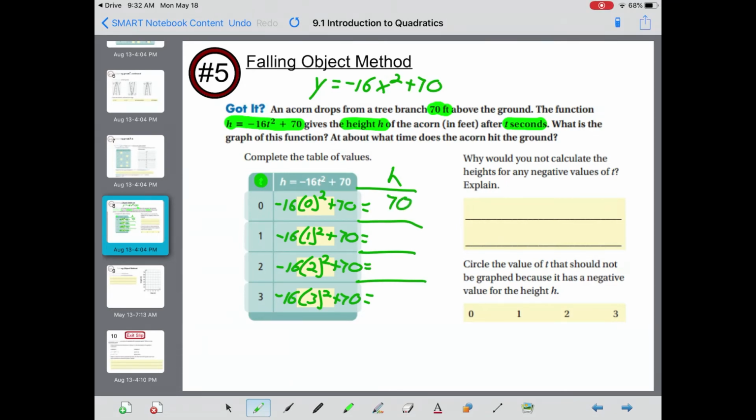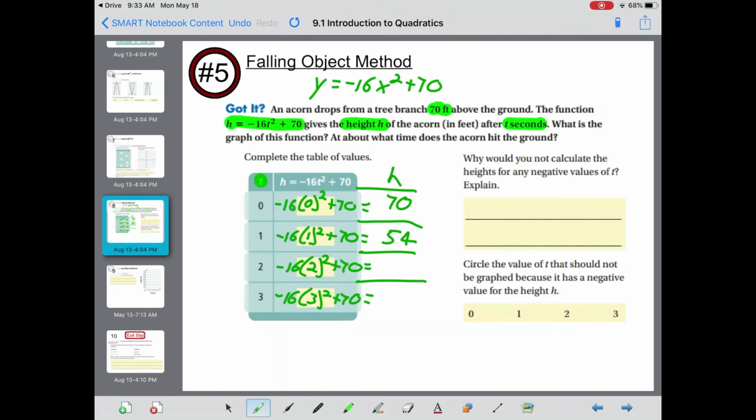Okay, so 0 squared is 0, times 16 is also 0. So at 0 seconds, the acorn is still 70 feet above the ground, which makes sense because it has not fallen out of the tree yet. It's just hanging in the tree. 1 squared is 1, times negative 16 is just negative 16. 70 minus 16 gives you 54. Now the acorn is dropping because it went from 70 feet down to 54 feet, so we're slowly falling.